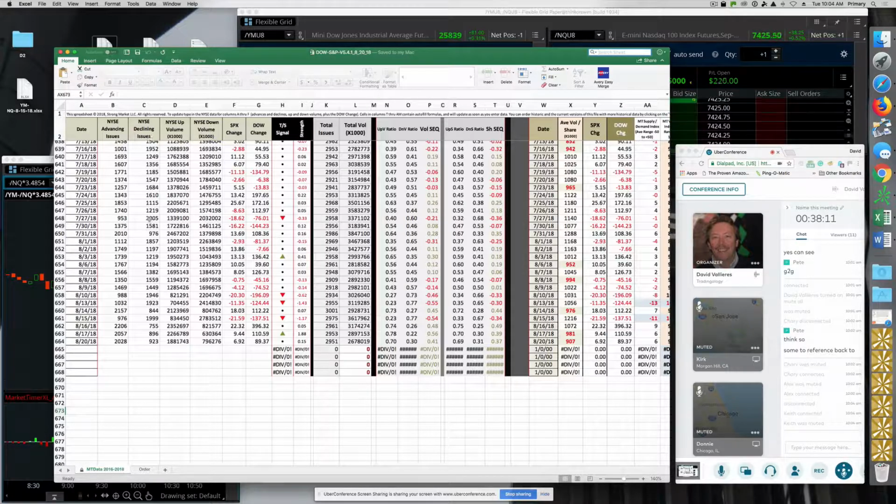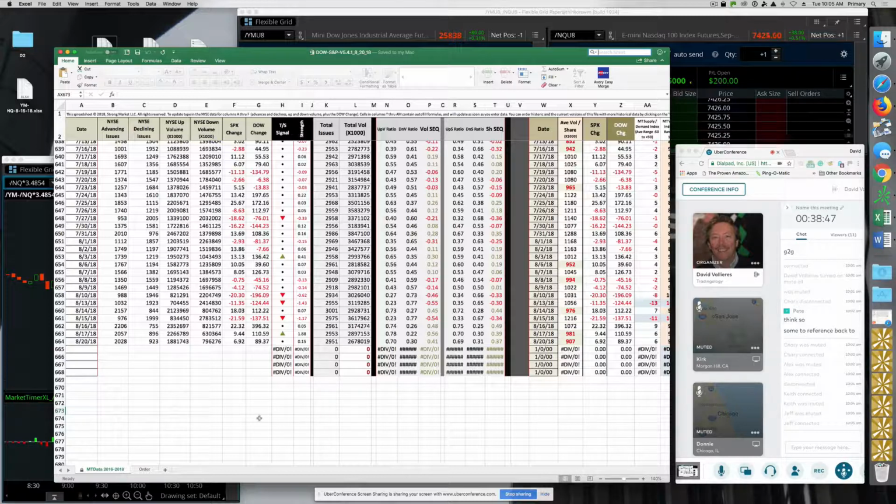Same with declining issues, it has to be down by 1 cent to be included in that number. The NYSE up volume is simply the volume that the advancing issues had for that day. If the issue was unchanged for the day, it's not included in that number. The NYSE down volume, same thing for the declining issues. That's the amount of volume that went into those declining issues on the day. If it was unchanged, it's not in this volume number. And then, of course, we have the Dow change and the S&P 500 change.